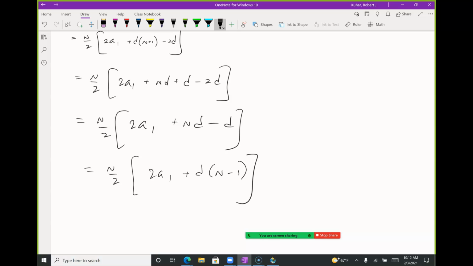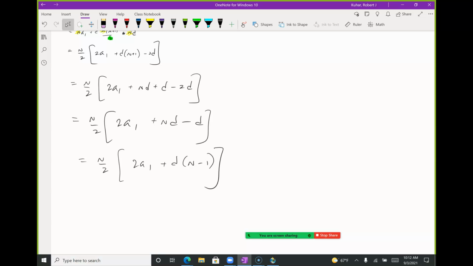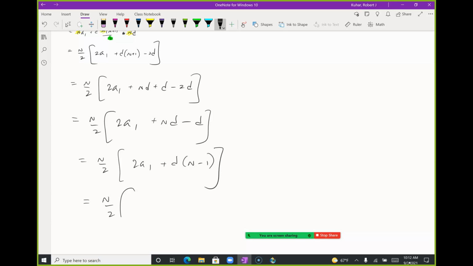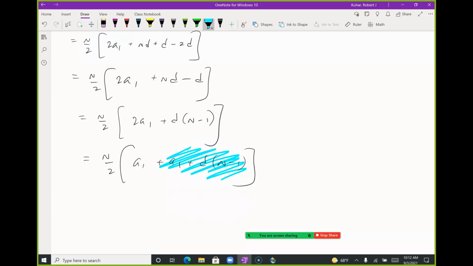Oh, we recognize D times N minus 1, right? Now I'm going to split my two A sub 1s up. I've got an A sub 1 plus an A sub 1 plus a D times N minus 1. And guess what this last piece is? Guess what that last piece is in blue? Anybody know? It's my last term, right? Remember, that's how I generate every term, and N minus 1 is the very last one. So that's A sub n.